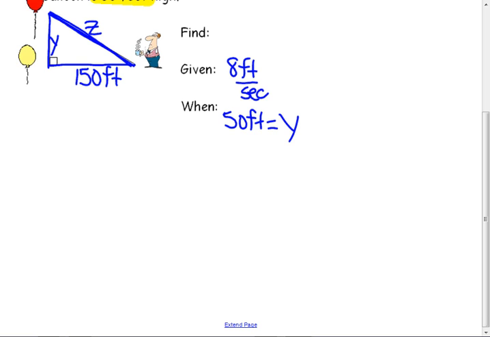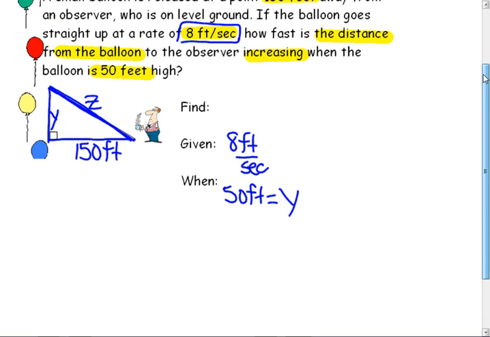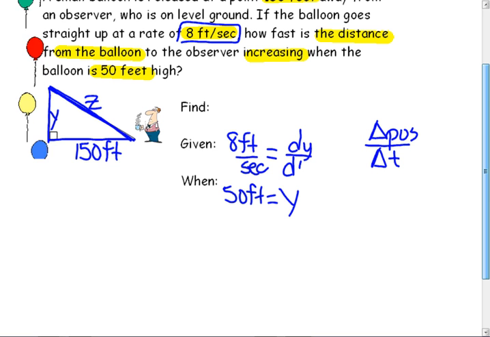Okay. What's the 8 feet per second? It's the change in your position divided by your change in your time. That's your velocity in which direction? Velocity is a rate of change. So this is what? The change in what? Ever look at your diagram. Which one is it? It's the change in the y as t changes. That's a derivative. I want the instantaneous, not the average.